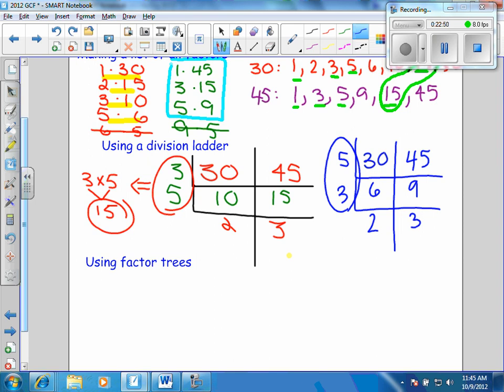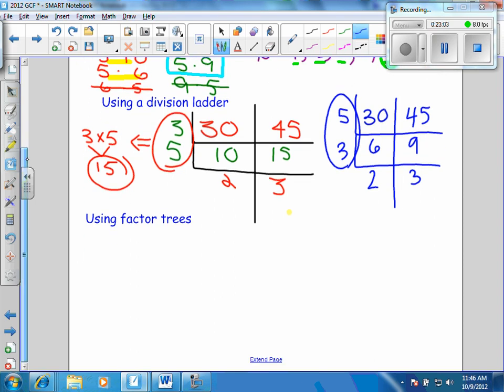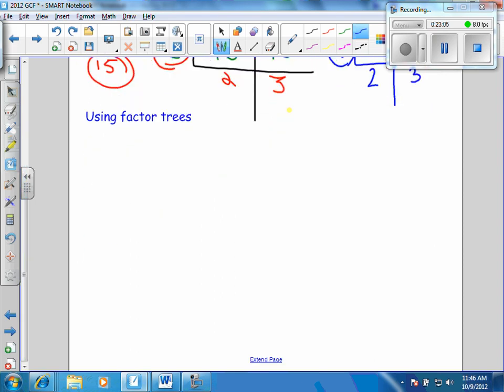Does that make sense? I think we have time to do the factor trees, and then I'll save this, and then you have no homework, but you practice tomorrow in class. Okay? We want to do the factor trees for 30. What were the two numbers? 30 and 45.